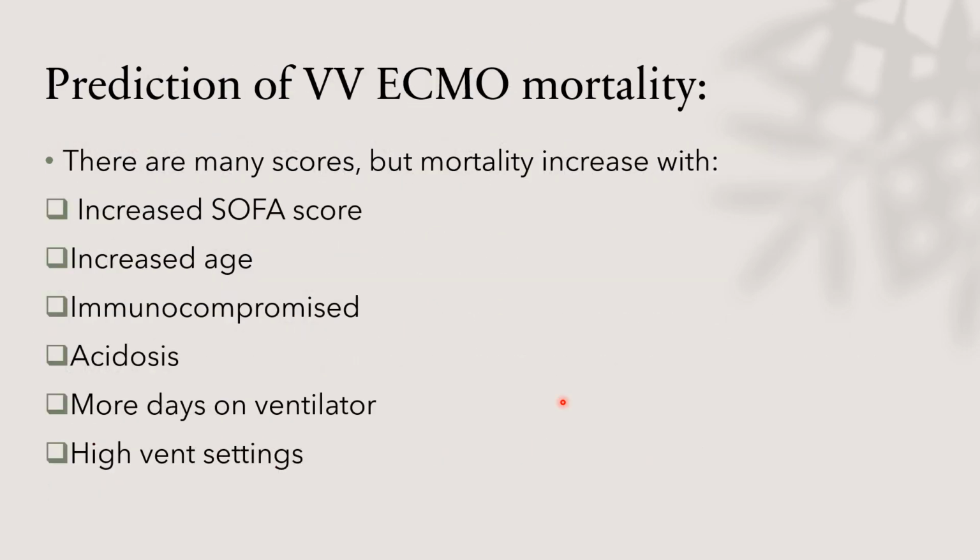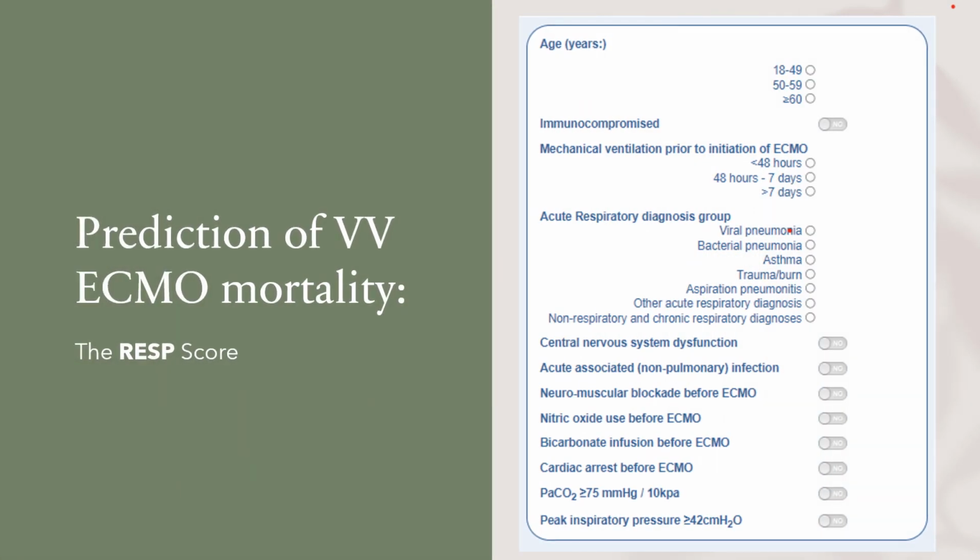Prediction of VV ECMO mortality. There are many scores to predict mortality, but mortality increases with increasing SOFA score, increasing age of the patient, immunocompromised state, acidosis, more than 7 days on the ventilator, and high ventilatory settings. The RESP score can only predict survival to hospital discharge and doesn't predict neurological function or functional status. Some centers recommend using a RESP score equal to or less than 3 for cases to be referred to ECMO.